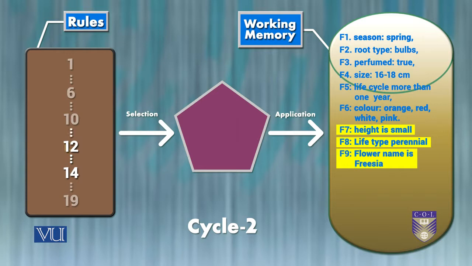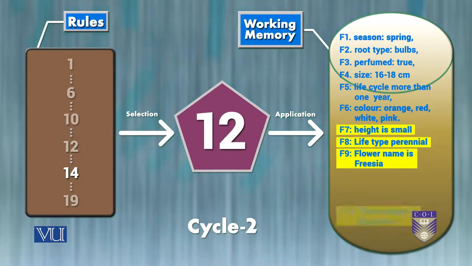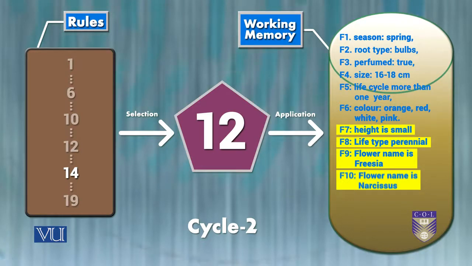Match again. Rules 1, 6, 10, 12, and 14 are applicable. Okay, rule selection, conflict resolution. We can only select rule 12 or 14 since 1, 6, and 10 have already been executed or fired. Let's select rule 12. So we apply the rule and a new fact is asserted. I call it fact 10. Flower name is Narcissus. This is added to the working memory, which now has a total of 10 facts, right? 6 were the initial facts and 4 facts asserted by the execution of these rules.